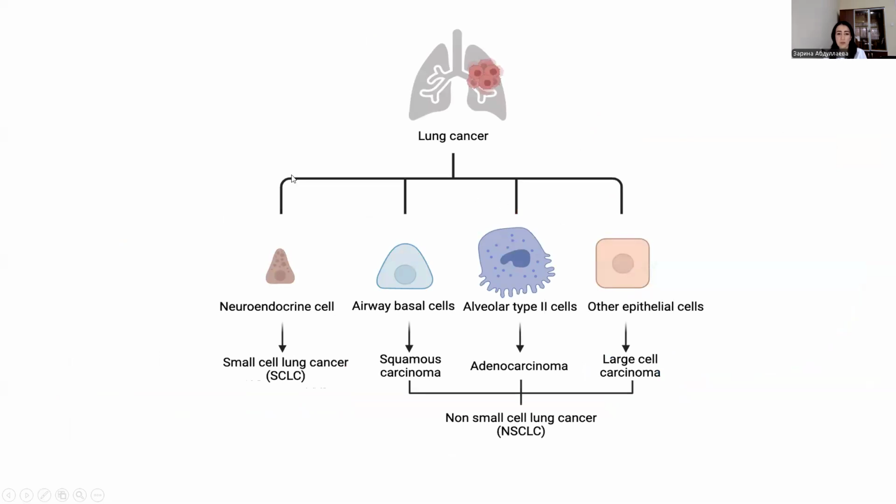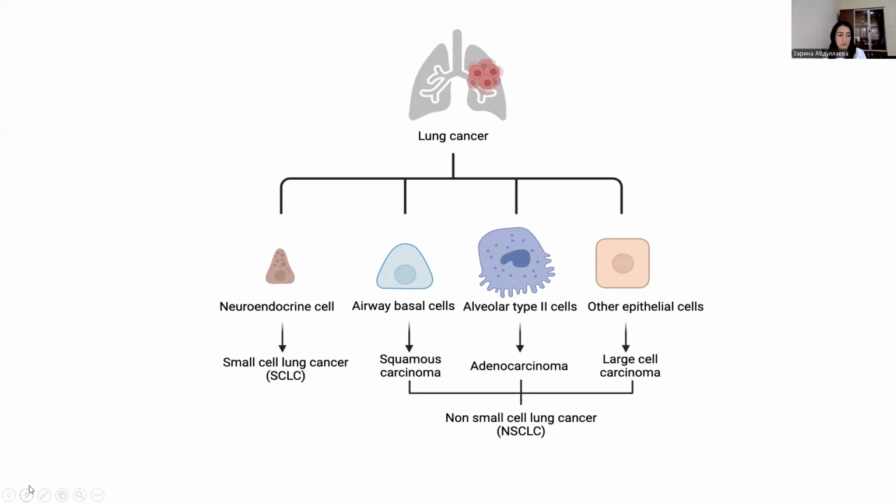Here we can see the origin of the lung cancers: small cell lung cancer from the neuroendocrine cell, squamous cell carcinoma from the airway basal cells, adenocarcinoma from the alveolar type 2 cells, and large cell carcinoma from the other epithelial cells.